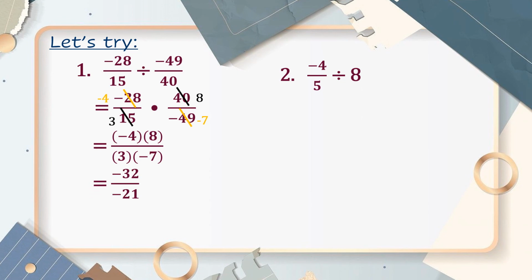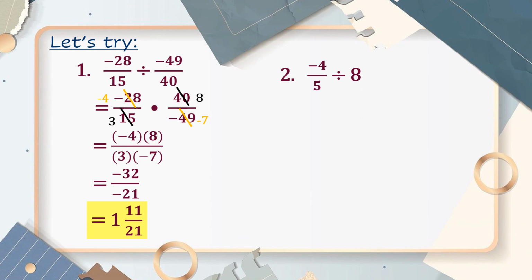So, that is improper fraction. So, let's simplify into mixed number. Dahil pareho silang negative, our answer is positive. And ilang 21 meron kay 32. So, meron tayong isang 21 kay 32. Then, the remainder is 11. So, yung 11 ang ating numerator. And then, let's only copy the denominator. So, our answer is 1 and 11 over 21.